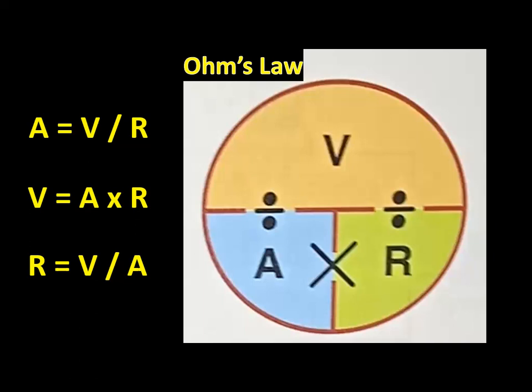When a circuit has 4 amperes and 3 ohms resistance, the voltage is 4 amperes multiplied by 3 ohms equals 12 volts. If a circuit has 12 volts and current flow of 1.5 amperes, then resistance is 12 volts divided by 1.5 amperes equals 8 ohms.